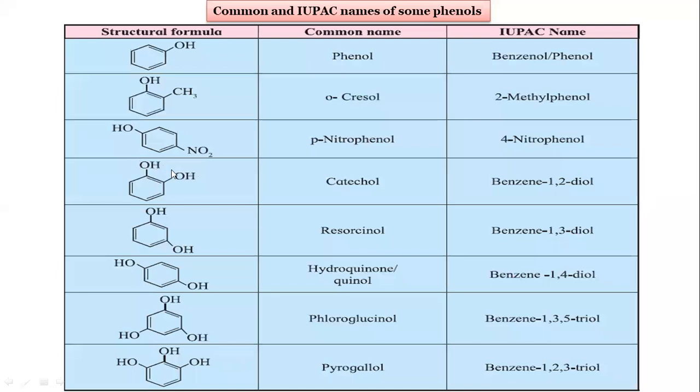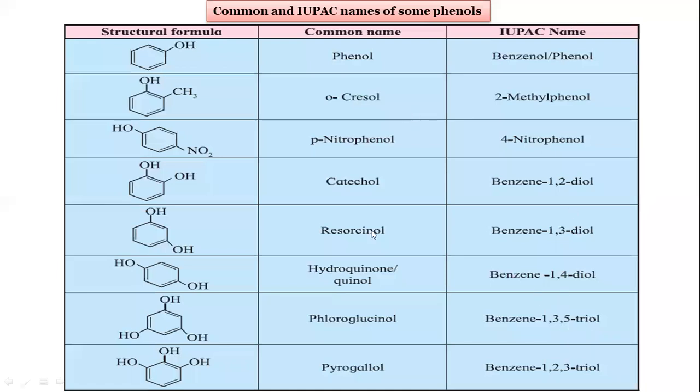If the two OH groups are there at 1,2 position, it is catechol, benzene 1,2-diol. Again, in case of phenols, it is considered as diols. 2 OH groups are diols, 3 OH groups are called triol. See, I will give one example of triol. See, in this phenol, 3 OH groups are attached. 1, and this is 3, and this is 5. 1, 3, 5. Benzene 1, 3, 5 triol.